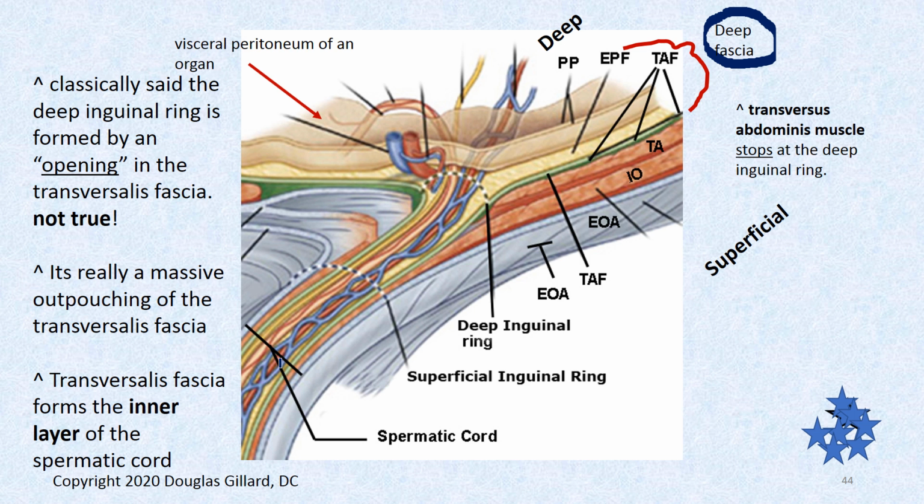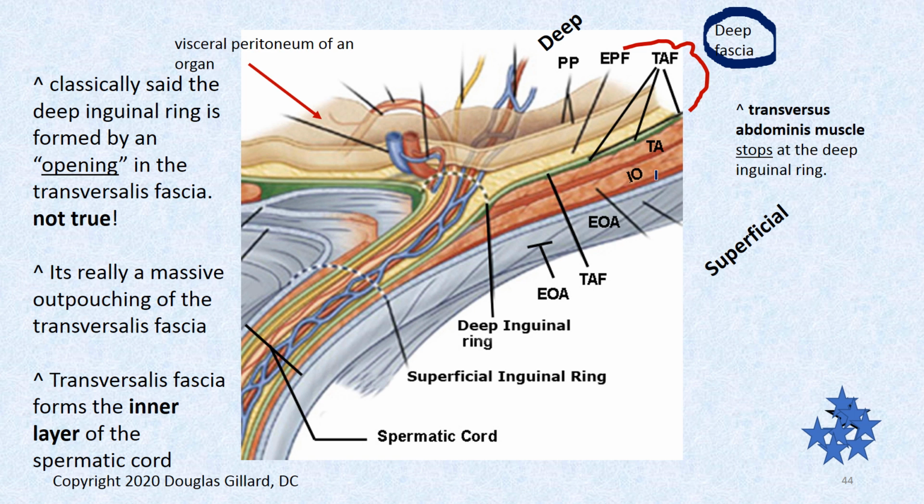You can follow them all the way down. And yep, they're there. They change names, but they are still there. They go through this deep inguinal ring. The transversus abdominis muscle doesn't. It stops, dead ends right here at the deep inguinal ring.